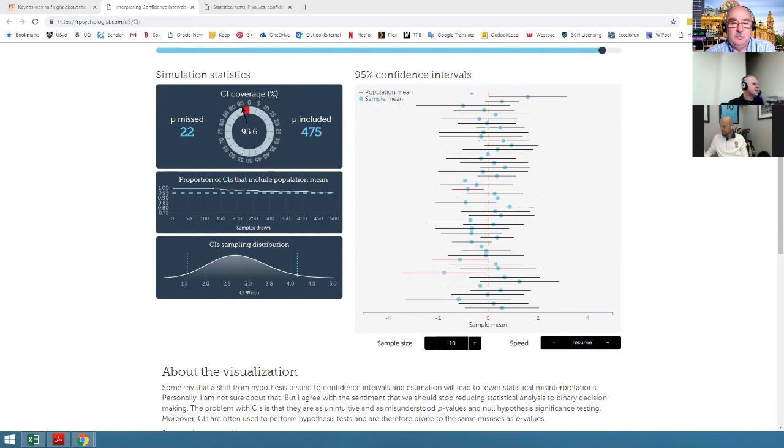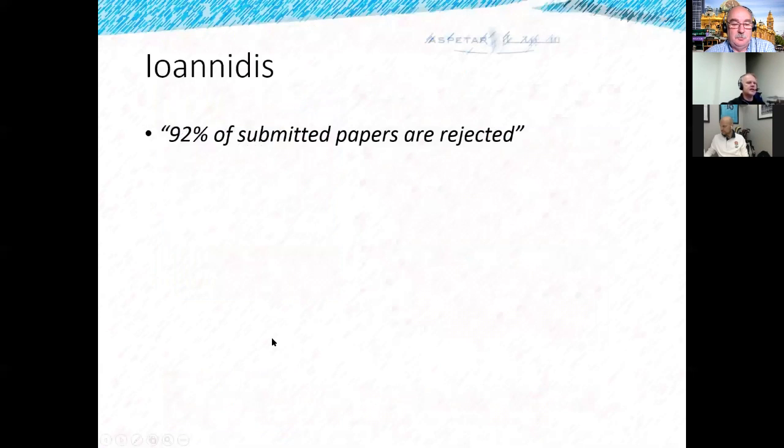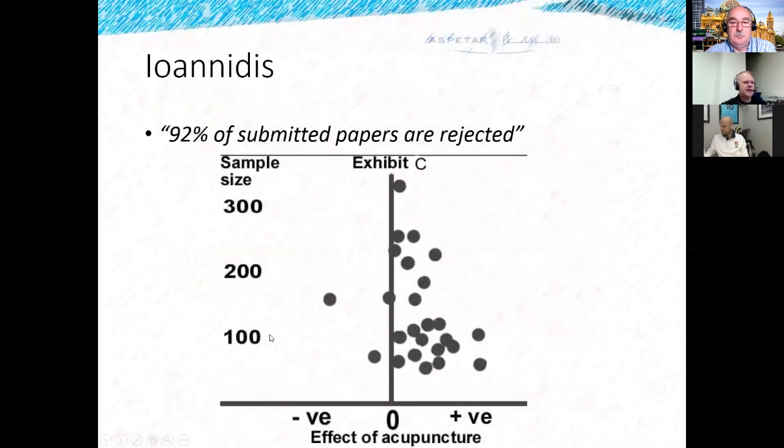Here we go. Let's just try this one. So that's Ioannidis. Here's an acupuncture example again. So this thing's called a funnel plot.